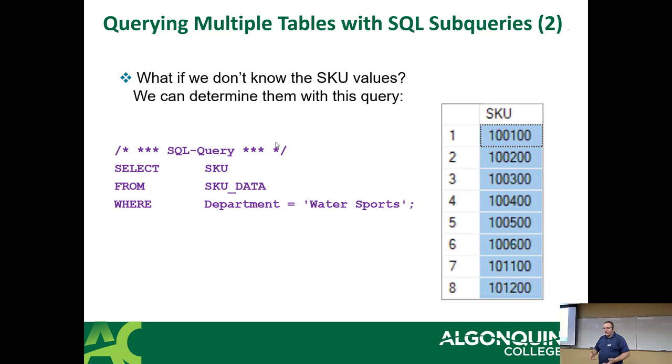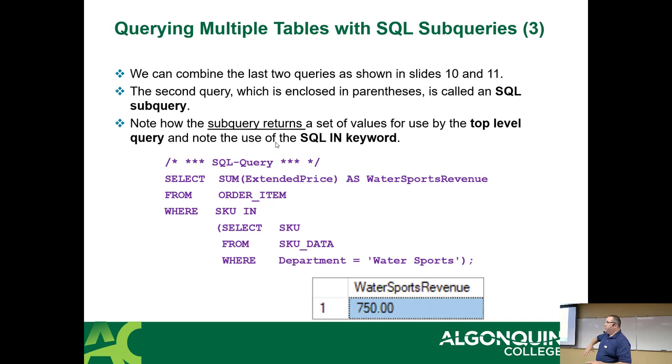Now, if we want to get the SKUs that belong to a specific department, normally you'd write it like such. So you'd grab the SKU where the data is equal to water sport. A subquery allows you to actually do it all in one single step.